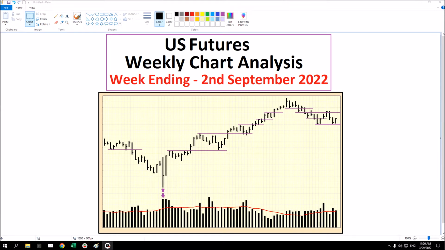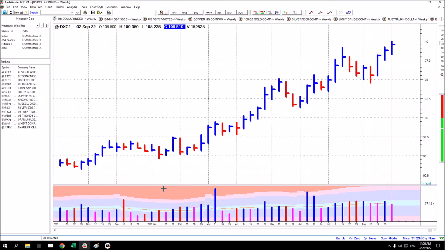This is the US Futures weekly chart analysis for the week ending 2nd of September 2022. The first chart is the US Dollar Index futures, and the US Dollar Index futures have broken out further this week. You can see that over the last 2 weeks, price has tested for supply below the previous bar's close for a period of the week before pushing higher in the end.